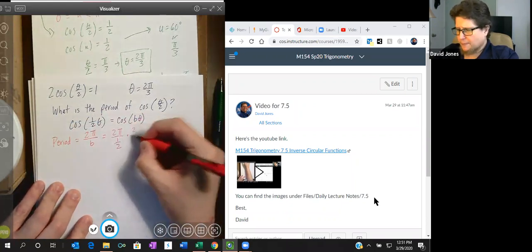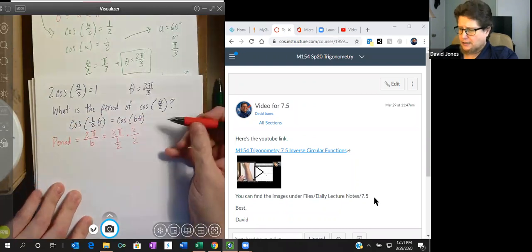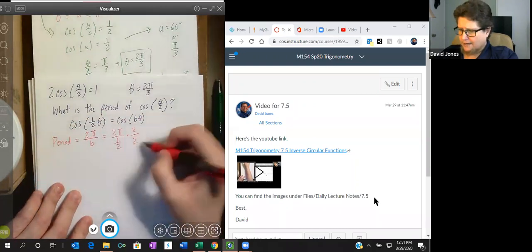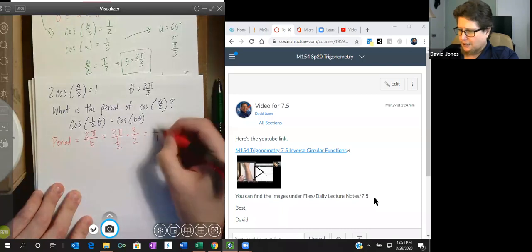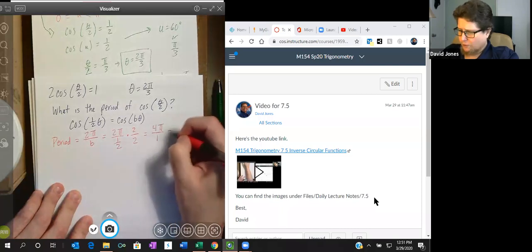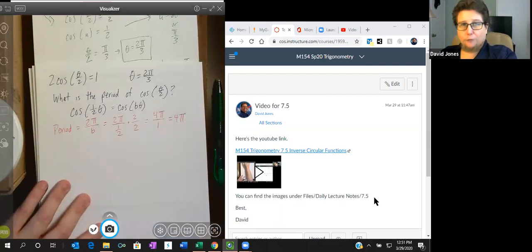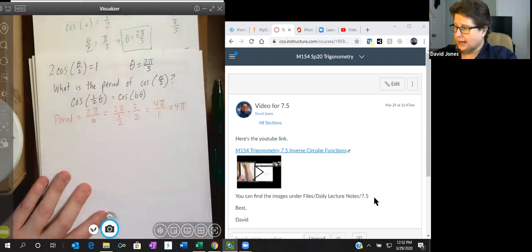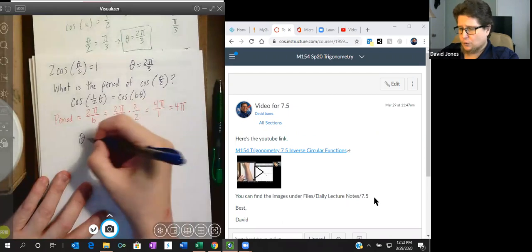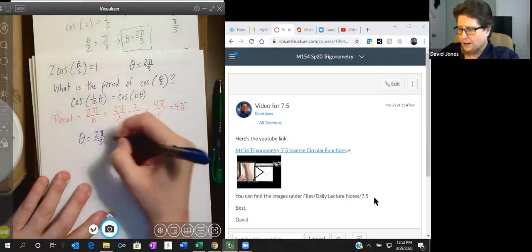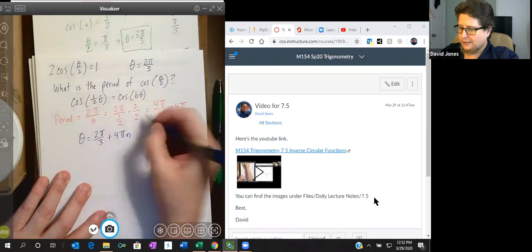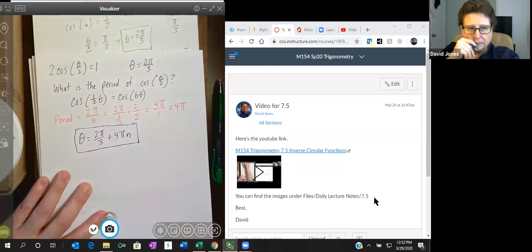I'll multiply top and bottom by 2. This will clear out the bottom. 1/2 and 2 cancel out. And on top, I get 4 pi. 4 pi over 1 is just 4 pi. So this has a period of 4 pi, which means the theta that works repeats every 4 pi, not every 2 pi. So here we're going to have theta equals 2 pi over 3 plus 4 pi n.